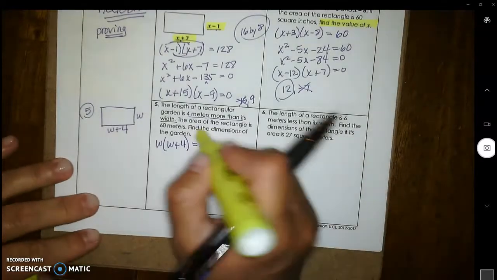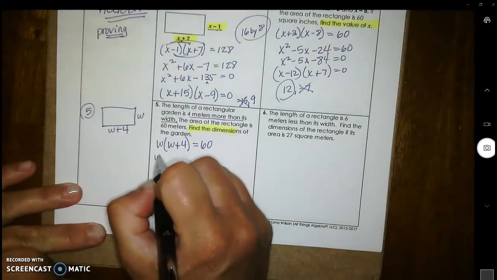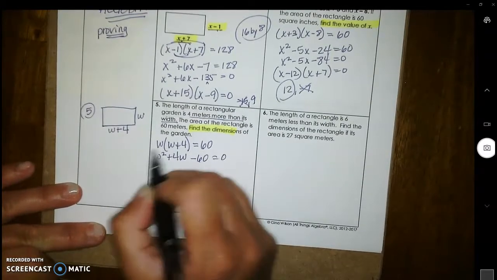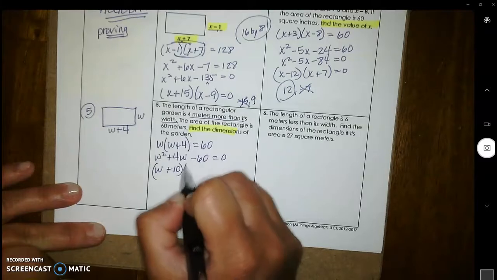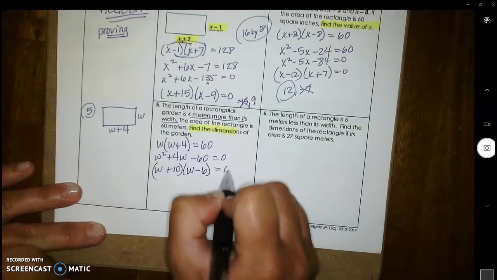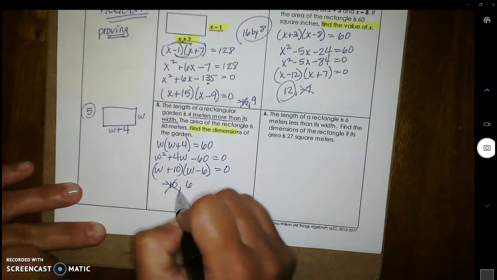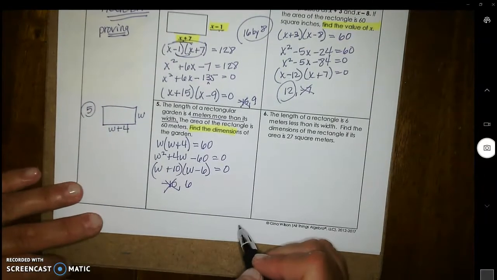The final question says to find the dimensions. I want to make sure that I finish that up. All right, I'm going to go ahead and move my 60 over. Let's see, when I factor this, oh, plus 10 and minus 6. So I know you guys have been working really hard on doing the quadratic formula for a little while, so you get kind of a little break with this and you can practice your factoring, okay?